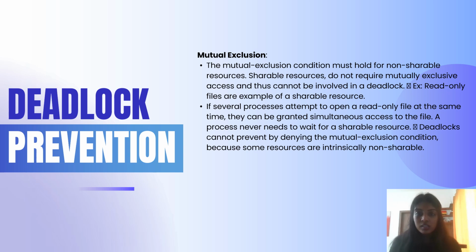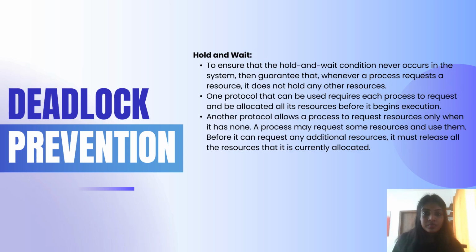If several processes attempt to open a read-only file at the same time, they can be granted simultaneous access to the file. A process never needs to wait for a shareable resource. Deadlocks cannot be prevented by denying the mutual exclusion condition because some resources are intrinsically non-shareable.